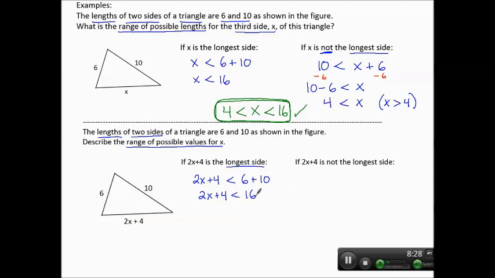I'm going to pause there for a moment and take a look at the other possibility. What if 2x plus 4 is not the longest side? Then 10 would be the longest side, so 10 would have to be less than 2x plus 4 plus 6.